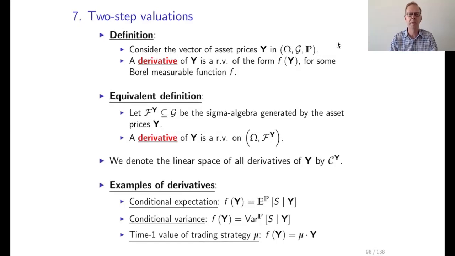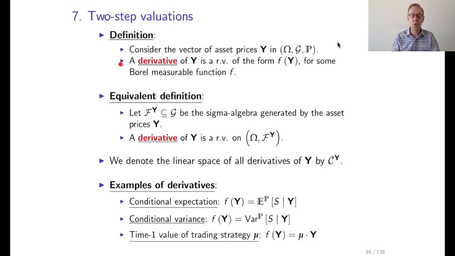First, we have to define the derivative. We consider the vector of asset prices Y in our probability space (Ω, F, P), and a derivative of Y is in fact nothing else than a random variable of the form f(Y) for some Borel measurable function f. Borel measurability is required to be sure that f(Y) is a random variable. So, loosely speaking, a derivative is nothing else than a function of the time one prices of the traded assets.